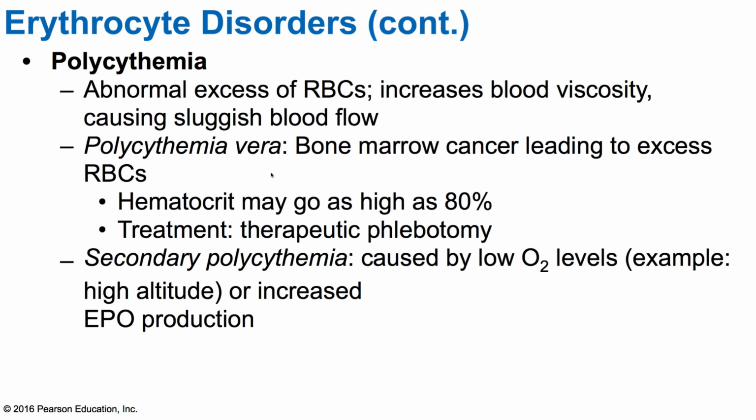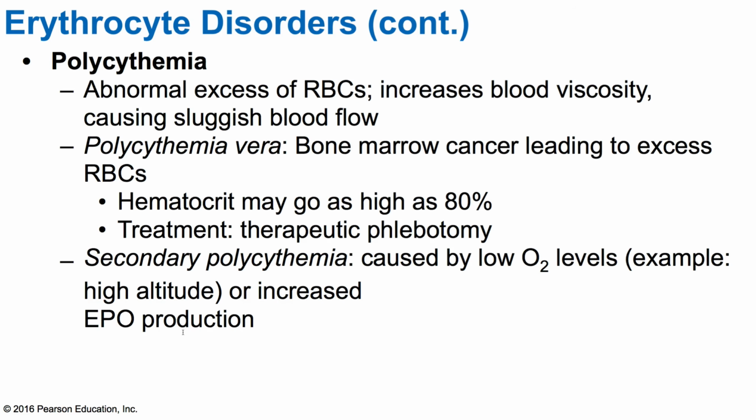Polycythemia vera is a bone marrow cancer, and this causes an excess production of red blood cells. People that have this disease have a red blood cell count of 8 to 11 million per microliter, and their hematocrit could go up to as high as 80%. And blood volumes can double in individuals that have this disease. So what needs to be done is to remove that extra blood. How is that done? Through therapeutic phlebotomy. In other words, they're just drawing blood out.